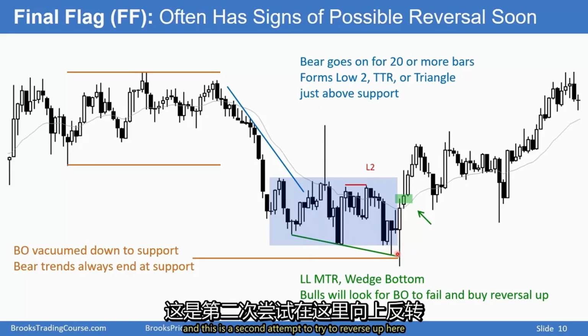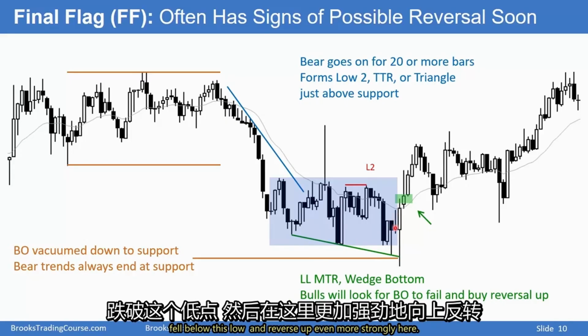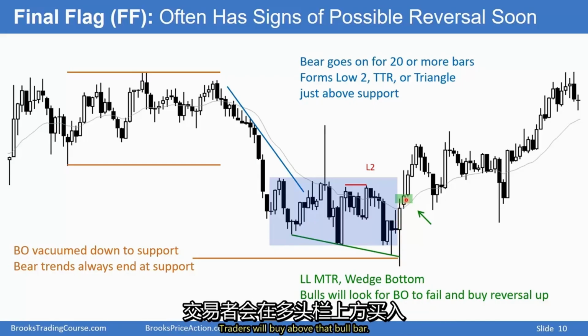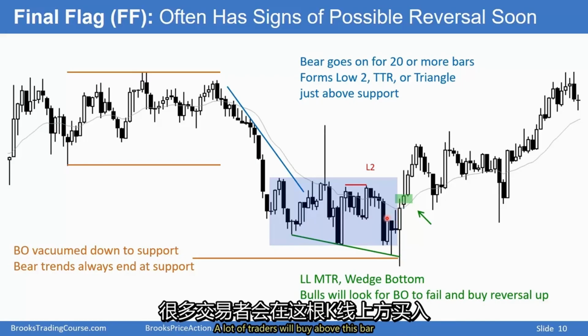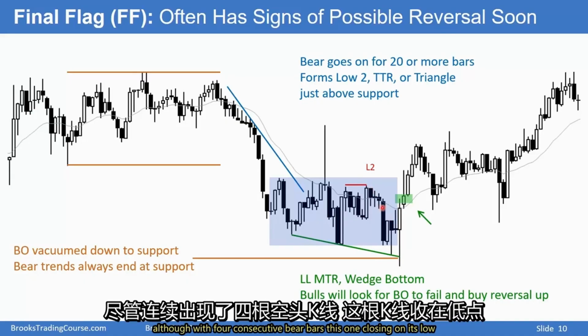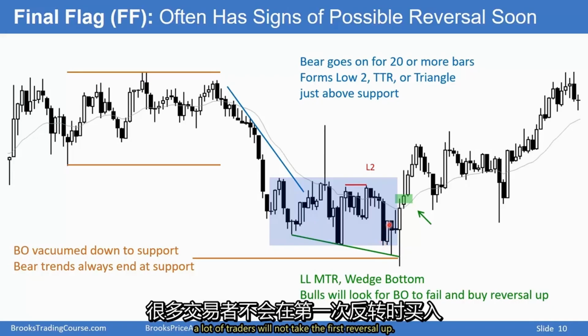And this is a second attempt. It tried to reverse up here, fell below this low, and reversed up even more strongly here. Traders will buy above that bull bar. A lot of traders will buy above this bar, although with 4 consecutive bear bars, this one closing on its low, a lot of traders will not take the first reversal up.